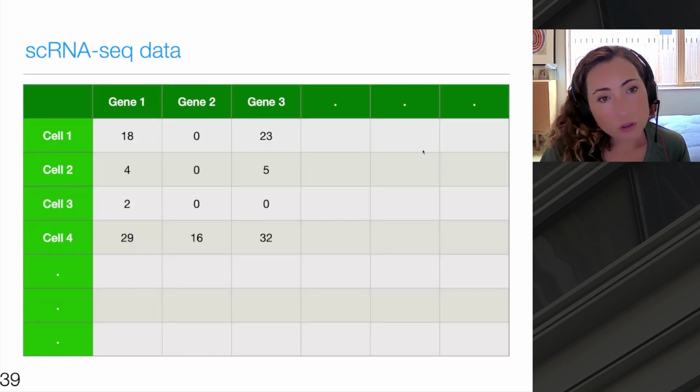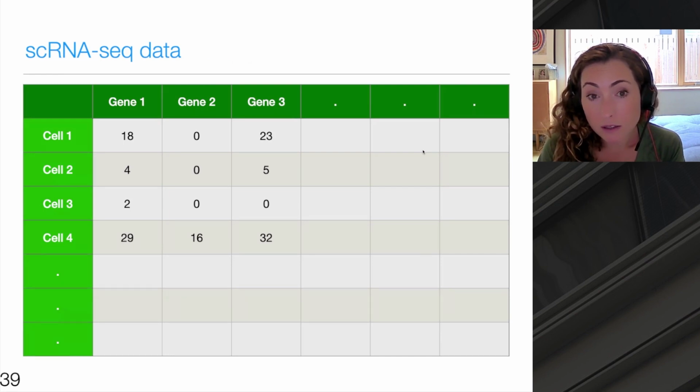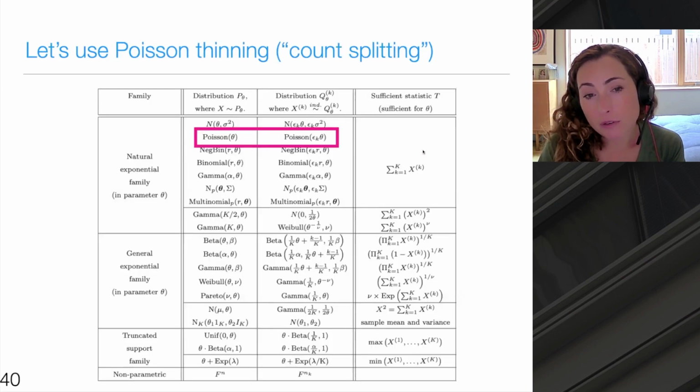Just a comment on what single-cell RNA sequencing data looks like. This is count-valued data. We have a huge number of rows representing the cells in our data, maybe 10,000 cells, and then a lot of columns representing the genes, about 20,000 genes. Each element of the data matrix is a count, a non-negative integer representing the number of copies of the transcript from that gene in that cell. We're going to model these counts using the Poisson distribution, so we're going to use data thinning of a Poisson distribution. This is something we refer to as count splitting in the context of single-cell RNA sequencing data.